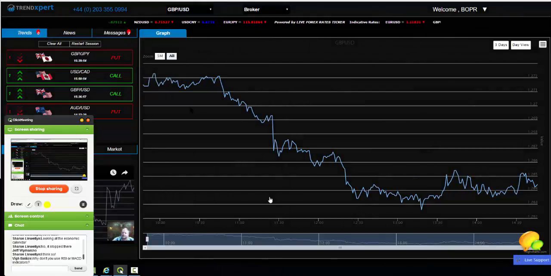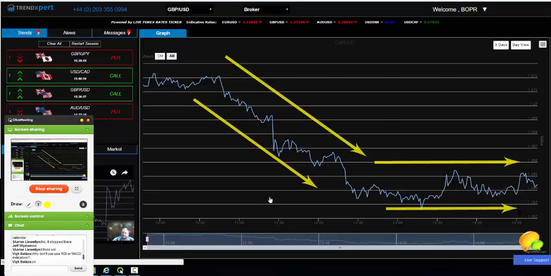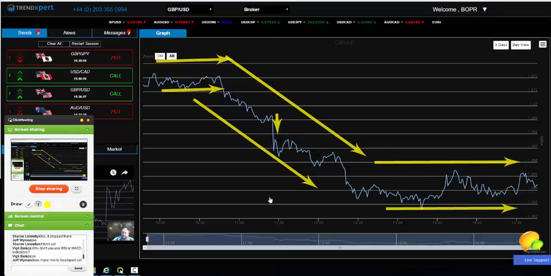Okay, guys, here's another one. You have massive downwards trends right here, and then you have an even trend. These are the ones you want to avoid, but you want to go trading on these downtrends right here, especially when you're hitting points like this.